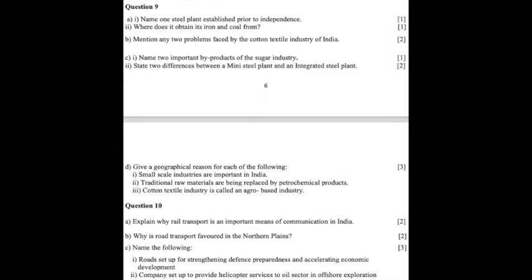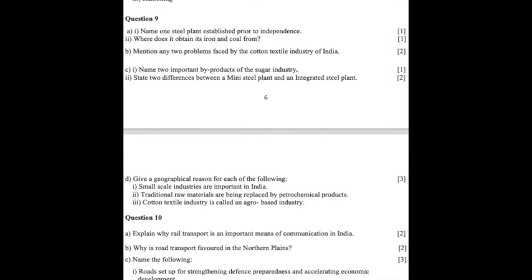And for where does it get the iron and coal from? Do we have to also mention, you said Singhbhum district, no? So do we have to also write now Mumbai mines and Singhbhum district of Jharkhand?